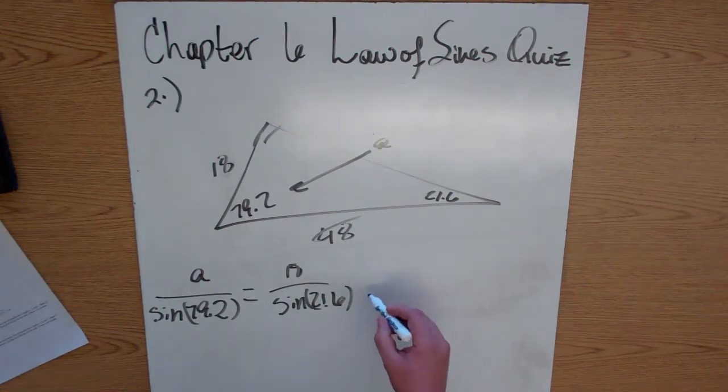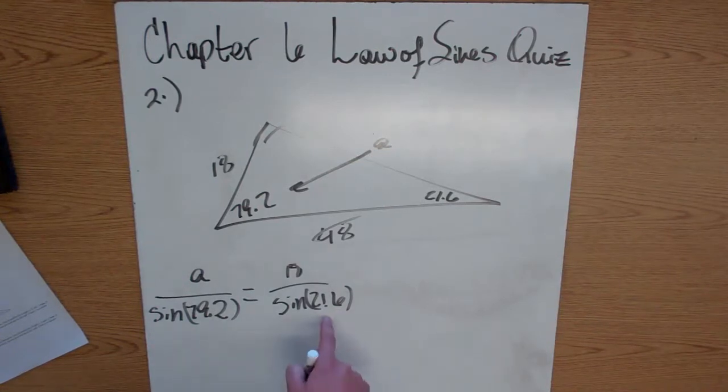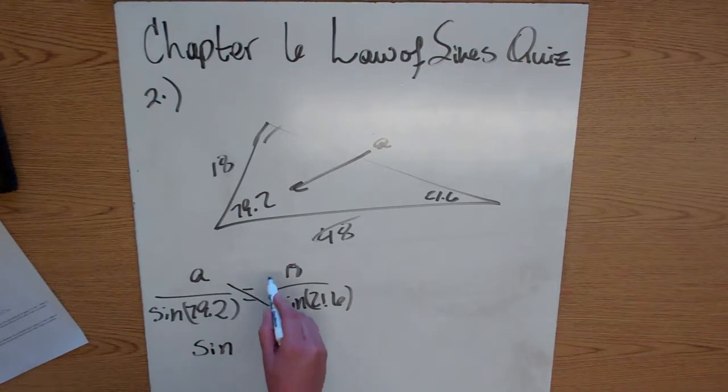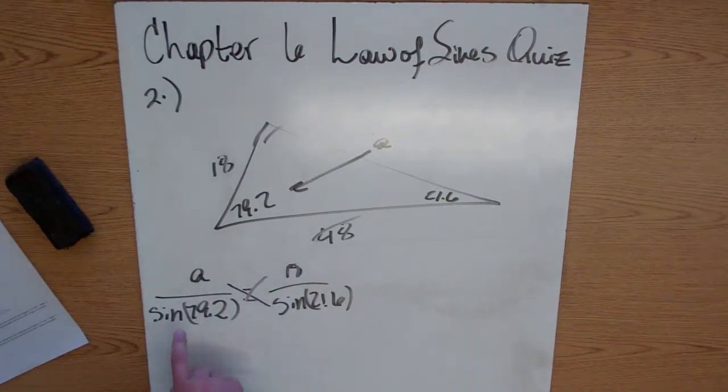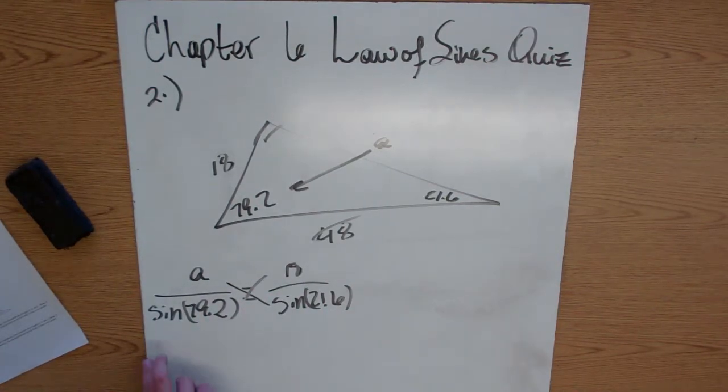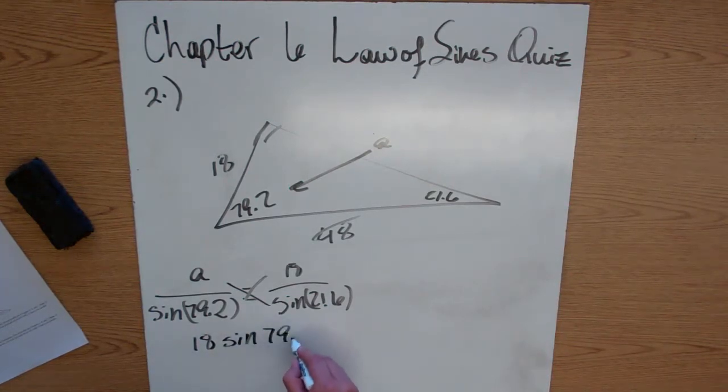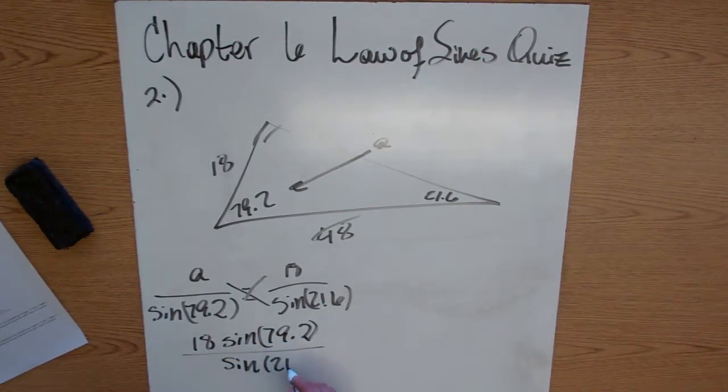So now you just multiply both sides by the sine of 21.6 to get it out of the denominator. Actually, you got to cross multiply this one. No you don't. I'm doing this completely backwards because I usually put my a over here. Sorry, multiply both sides by the sine of 79.2. So 18 times the sine of 79.2 divided by the sine of 21.6.